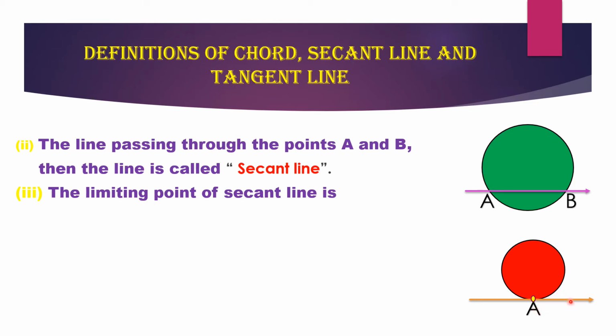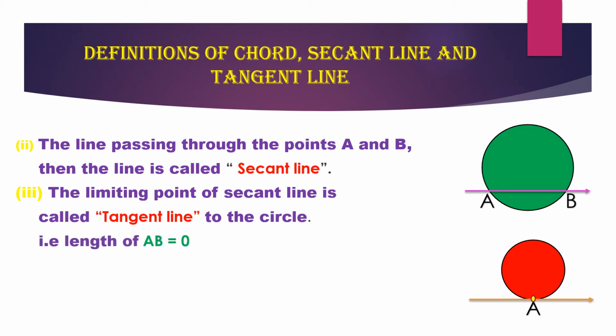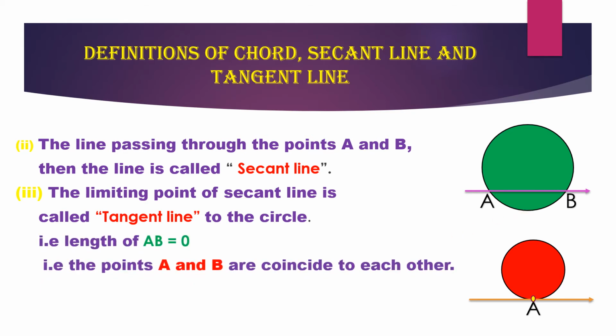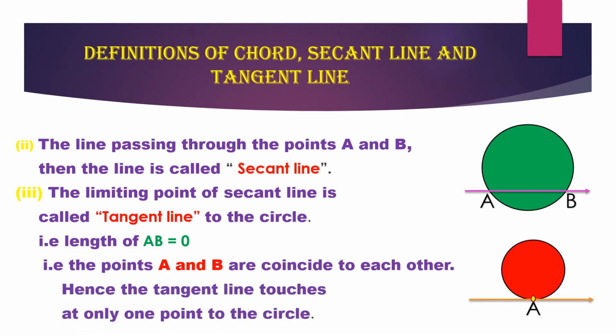Here this line touches the circle. Now this type of line is called a tangent line. So the limiting position of the secant line is called the tangent line, and here the length of AB equals 0, and the tangent line touches the circle at one and only one point. That point is called the point of contact.